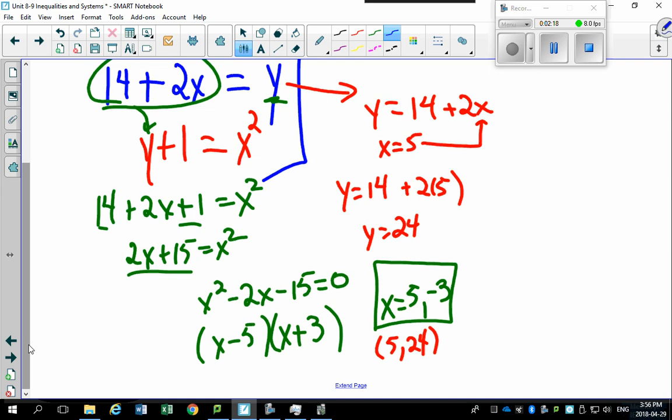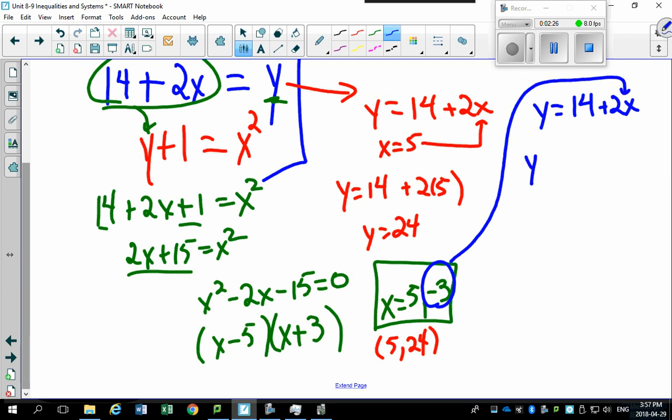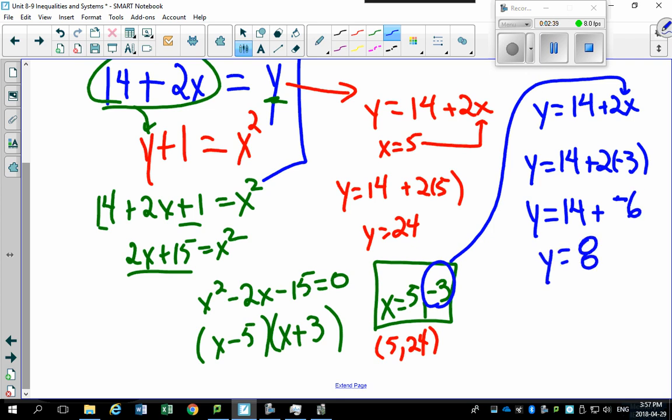Now, your second answer would be the same idea. y equals 14 plus 2x. Take this minus 3 and pop it in there. Okay, y equals 14 plus 2 times minus 3, which is minus 6. y equals 14 and minus 6, whoops, y equals 8. So your second answer would be minus 3, 8.